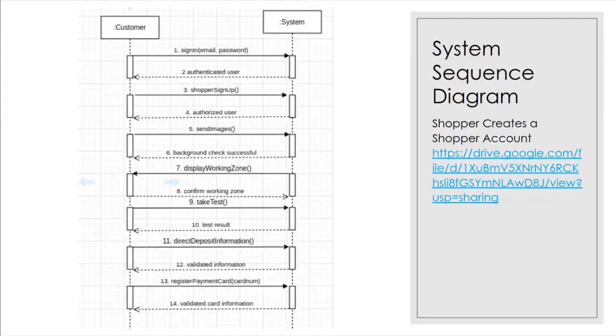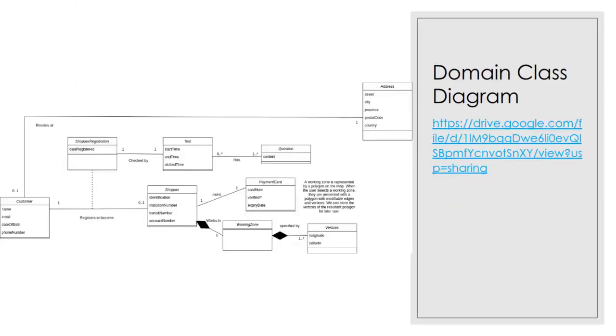This is the system sequence diagram, which will be elaborated in the object level sequence diagram shown later. This is the domain class diagram. Note that a shopper is a customer with more authority. As mentioned previously, you are required to have a customer account to become a shopper. Not all customers will elect to become a shopper, hence the 0 to 1 relationship.